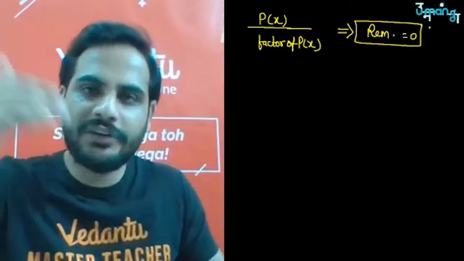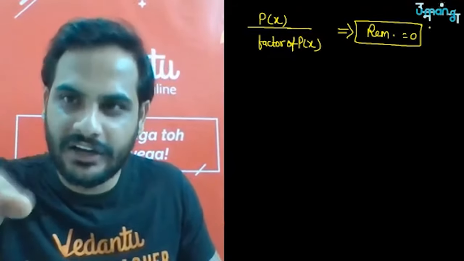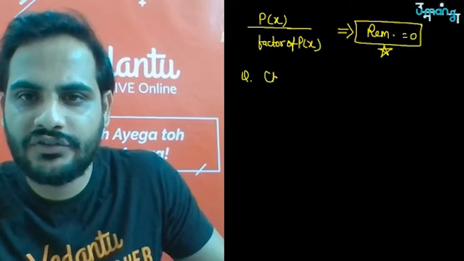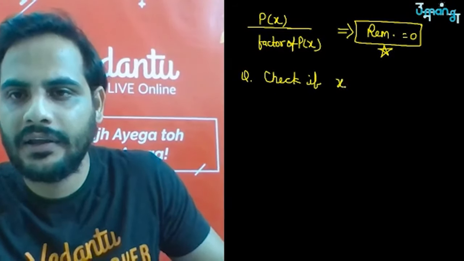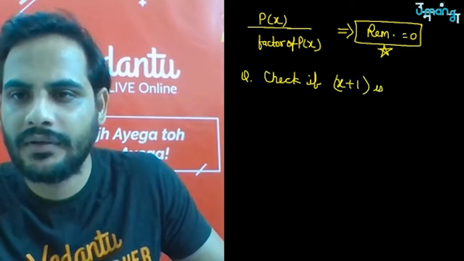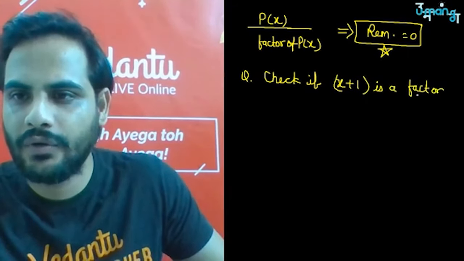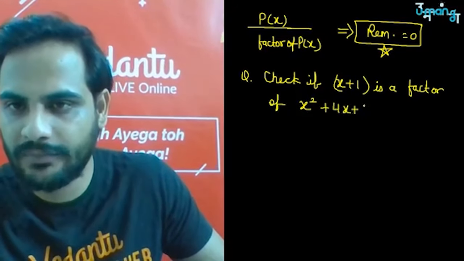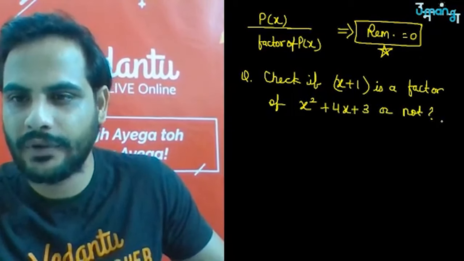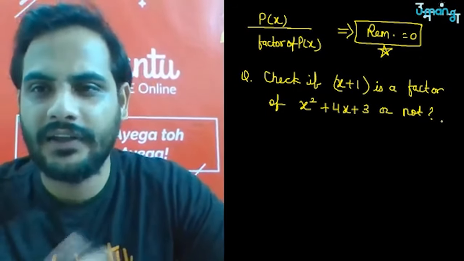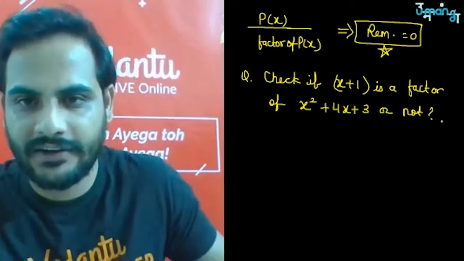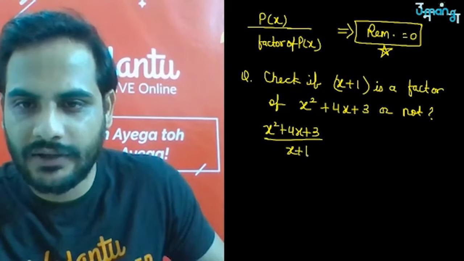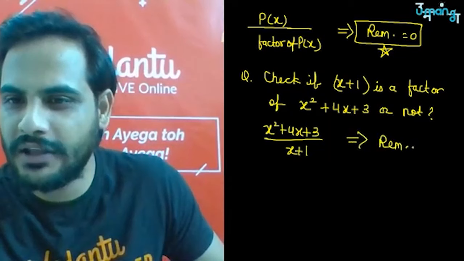So in this question, again you will apply remainder theorem only, but you already know that the remainder will be equal to 0. This is the main part. Suppose the question is: check if x plus 1 is a factor of x square plus 4x plus 3 or not. Okay, you have to check it. So first thing, I know that if it is a factor, then if x square plus 4x plus 3 is divided by x plus 1, my remainder should be equal to 0.